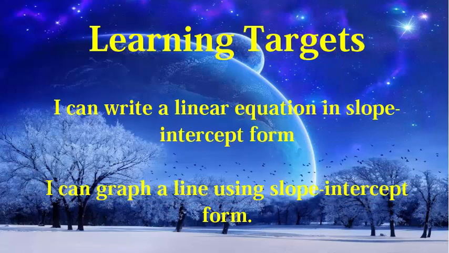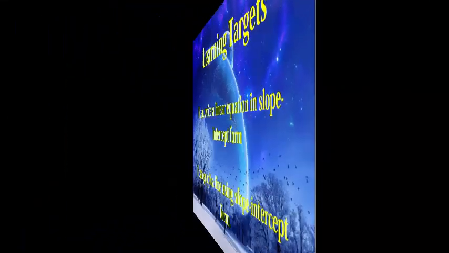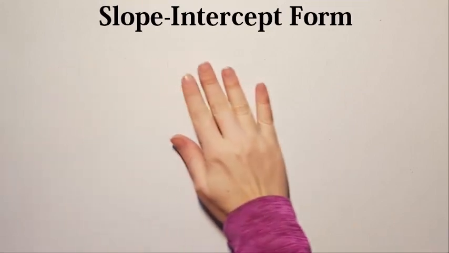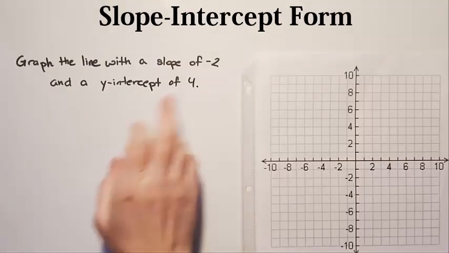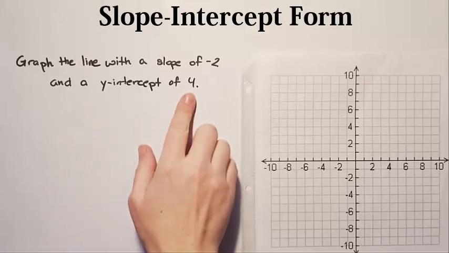Our learning targets today are: I can write a linear equation in slope-intercept form. I can graph a line using slope-intercept form. So now we're going to talk about slope-intercept form. They want us to graph the line with a slope of -2 and with a y-intercept of 4.